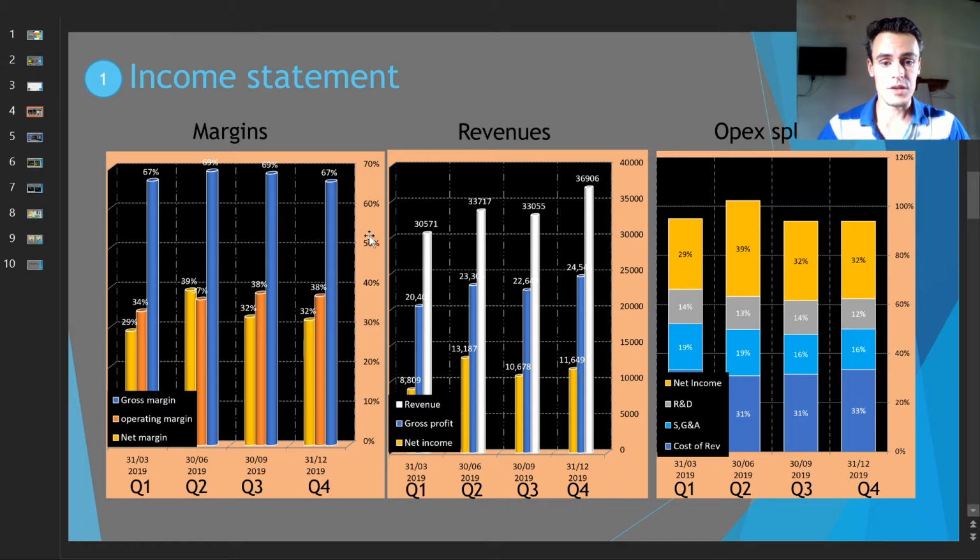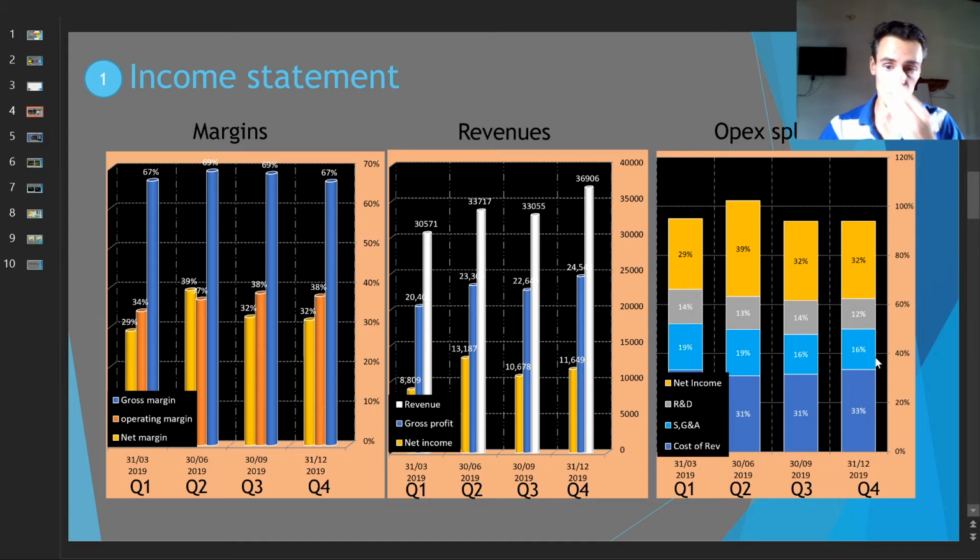On the second graph, you can see that the revenue has been increasing almost sequentially quarter over quarter, except for Q3, which was a little bit lower. But overall, this is a very healthy trend for the last quarters. If you compare year over year, the revenue increase was 14% for the quarter, which is quite decent for such a big company. Regarding the OPEX split, the cost of products remains around 30%.